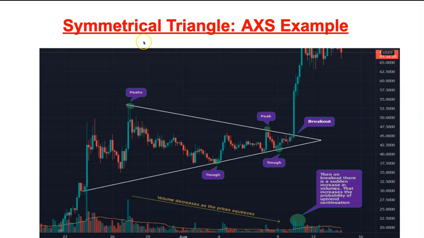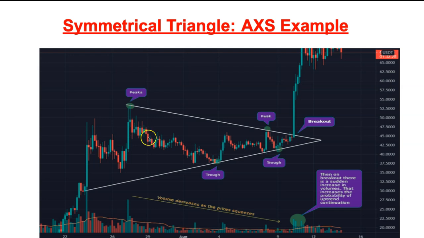So this is an example of a symmetrical triangle on AXS, Axie Infinity, a cryptocurrency project. You can see we have the symmetrical triangle, and real life has so much variation. In contrast to ascending and descending triangles, you can see it has a sloping resistance and a sloping support. And you can see the various touch points between the resistance and the support. And eventually we have this breakout.